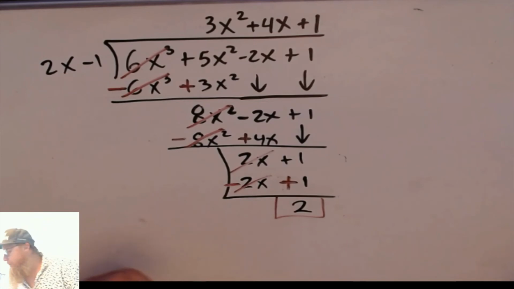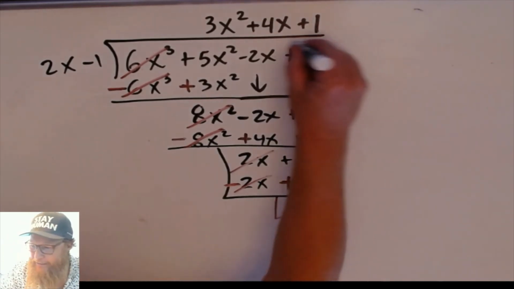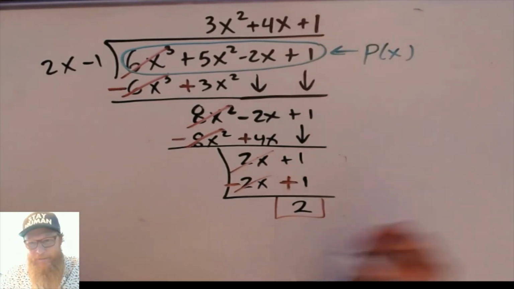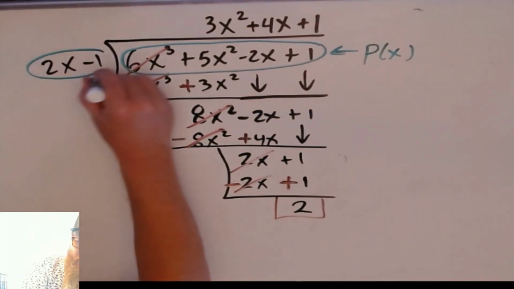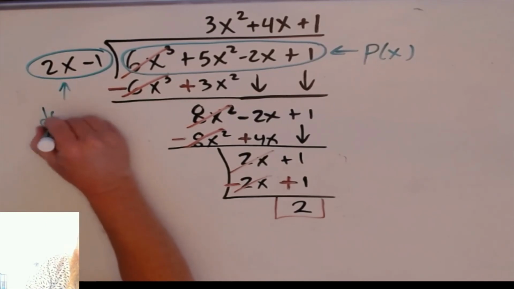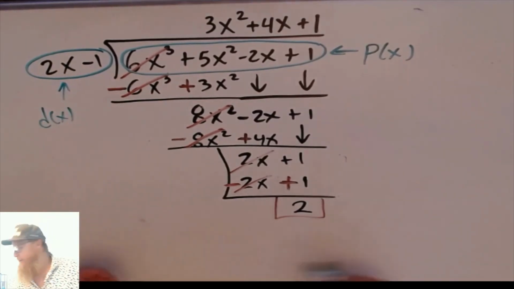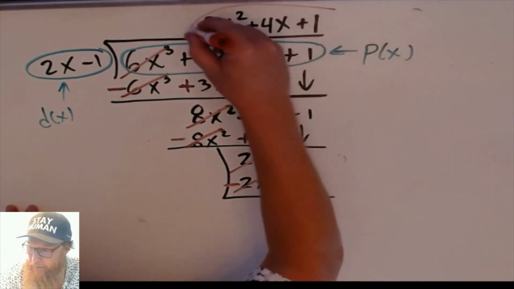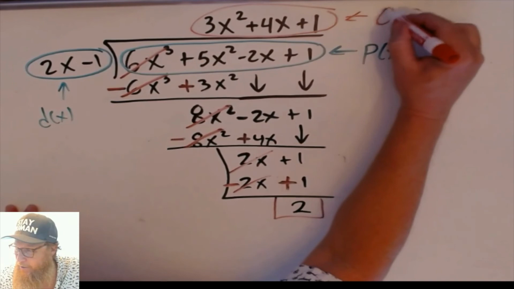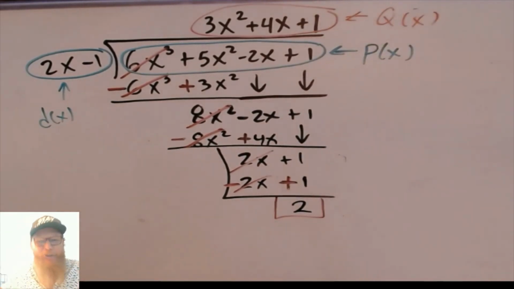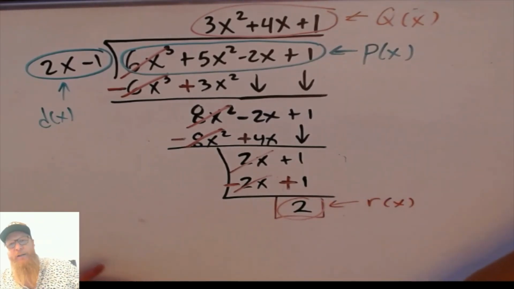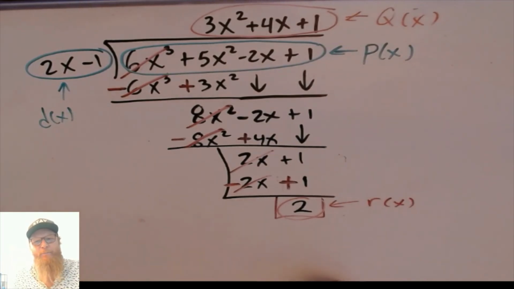And so let's label everything. Our original inside here was P of x, or dividend. Our original outside here was d of x, or divisor. And then our result up here, 3x squared plus 4x plus 1, that's q of x. Now, in general, you'll just be labeling these mentally, and it's mainly so that when you read the directions, you know where everybody goes. So I'm just kind of putting those off as mental clouds.